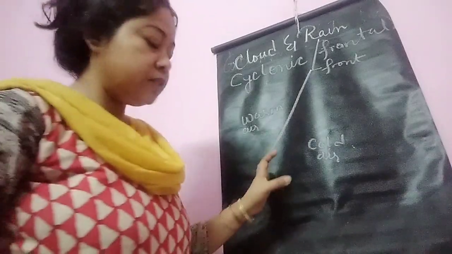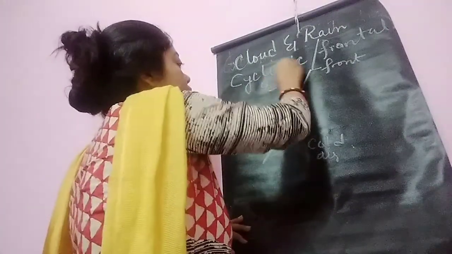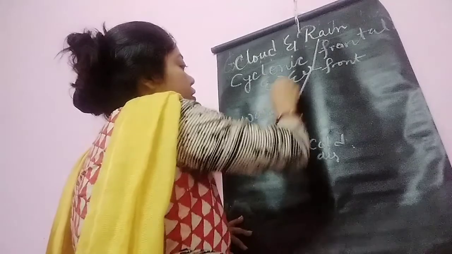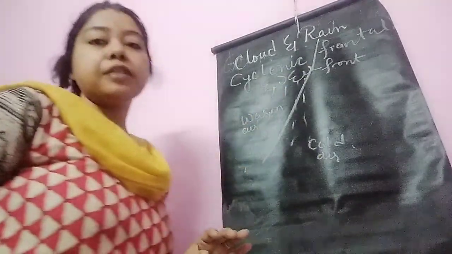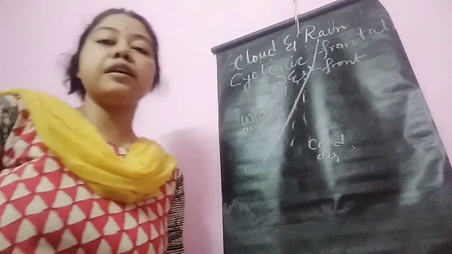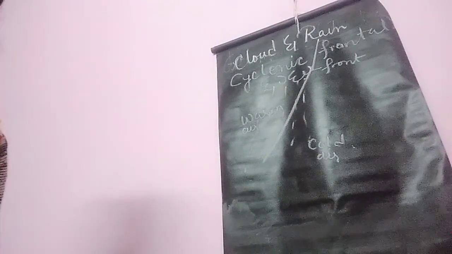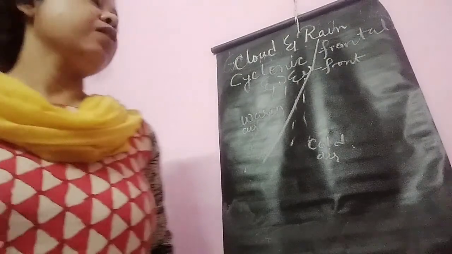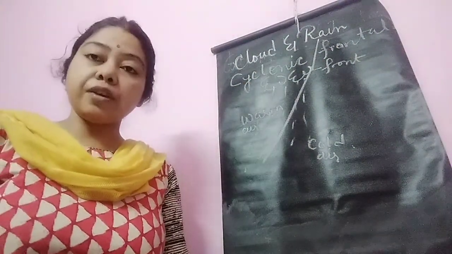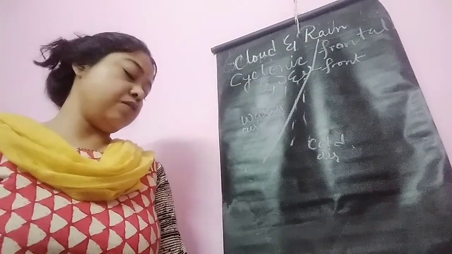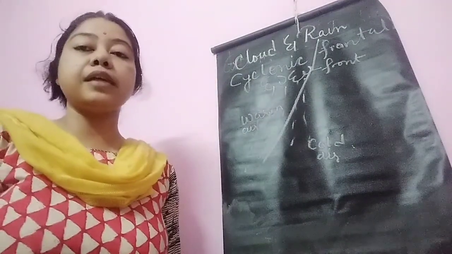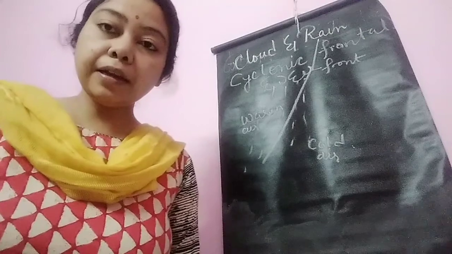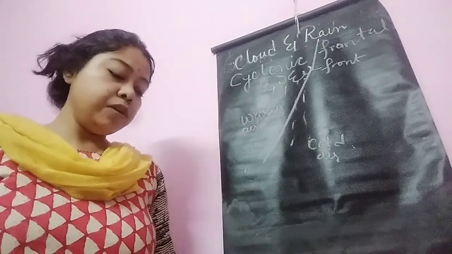When the two meet each other, cloud formation occurs and rainfall occurs at the front, and this type of rainfall is known as cyclonic rainfall. This rainfall is accompanied by rain, thunder shower and lightning. They are cyclonic in nature, so they are also known as cyclonic rainfall. Am I clear to all? Now I am going to the next part.